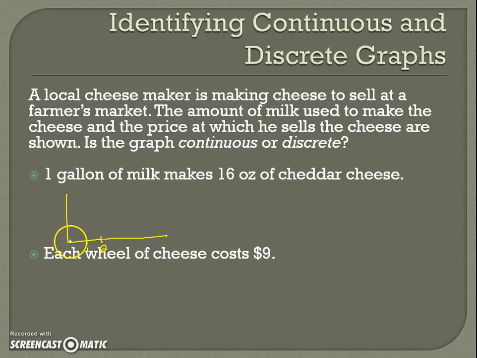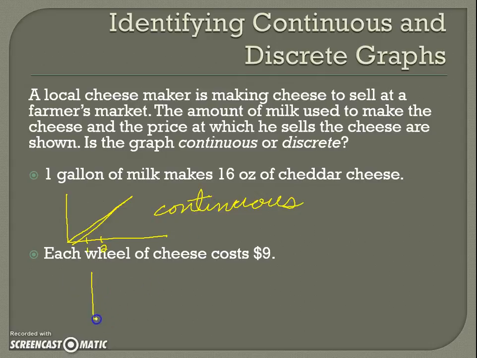So 1 gallon's going to make that. This graph's going to look something like this. And because I could use in between gallons and I don't have to do exactly 1 gallon and exactly 2 gallons and so on, this is a continuous situation. All right, a continuous graph would work on this.